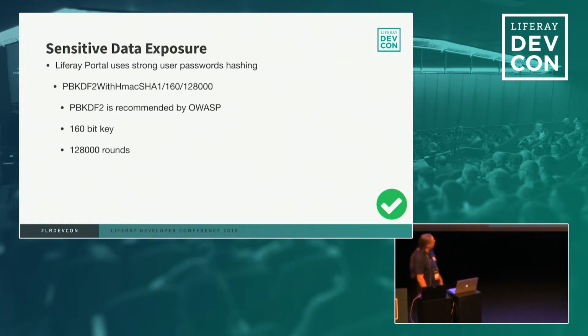So you have to design your solution as if at some point this will happen to you. Sensitive stuff needs to be either hashed, so you don't store the original, or strongly encrypted. In the case of Liferay Vanilla, at least the user passwords are not stored in plain text. They're hashed, and we use very strong hashing algorithms recommended by OWASP. We apply it like 128,000 times. So the values are reapplied many times.